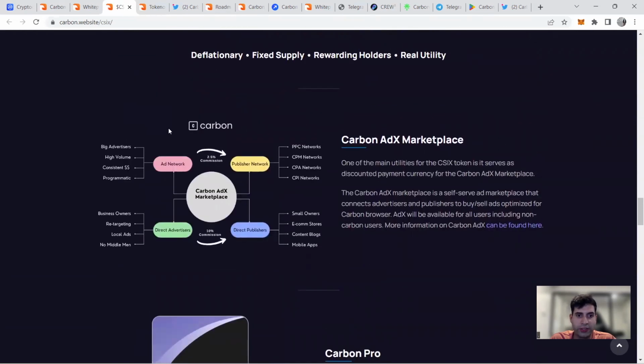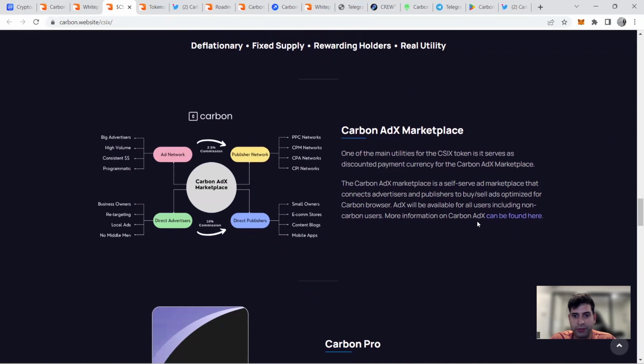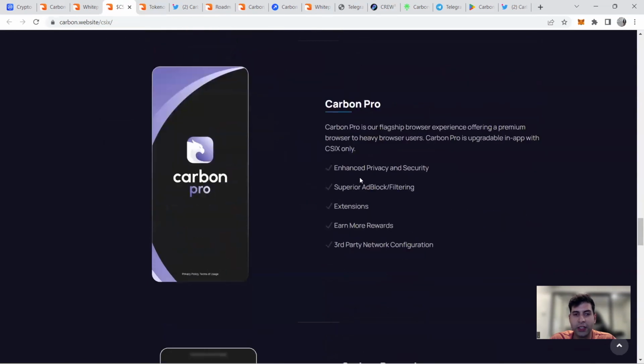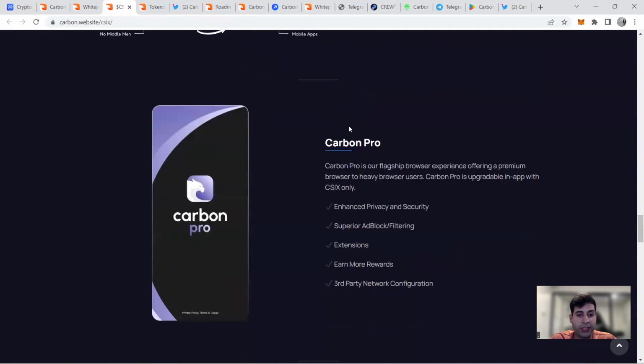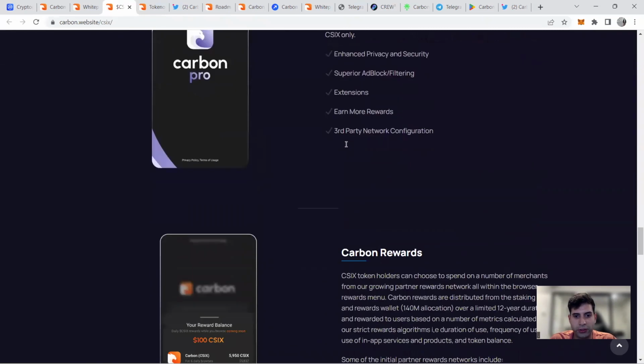I'm not going to go through this one, but pretty much this is how the ad network will be working in the marketplace with advertisement, and the direct advertisers would provide 10% commission to the publisher. So this is how they get commission: 2.5% from the ad network to the publisher and 10% from advertisers to the direct publishers. You can read more information on AdX, how they can make money and basically run as a business, but also do some buybacks on the token.